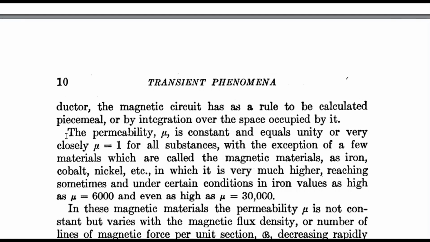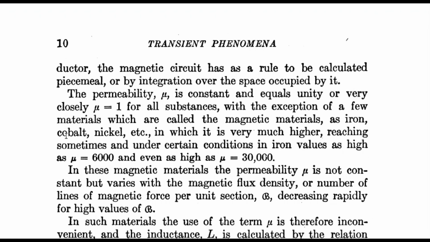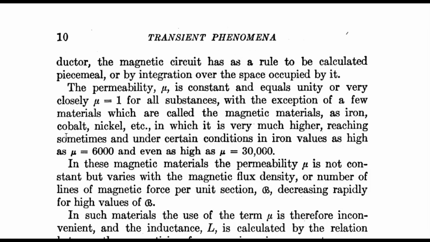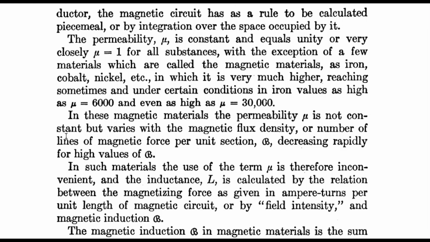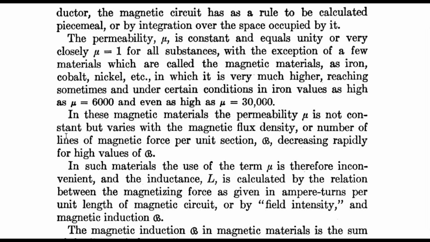The permeability, represented as mu, is constant and equals unity, or very closely mu equals 1, for all substances, with the exception of a few materials referred to as magnetic materials such as iron, cobalt, nickel, and similar substances. In these materials, permeability is significantly higher, reaching values as high as 6,000, and under certain conditions in iron, as high as 30,000.